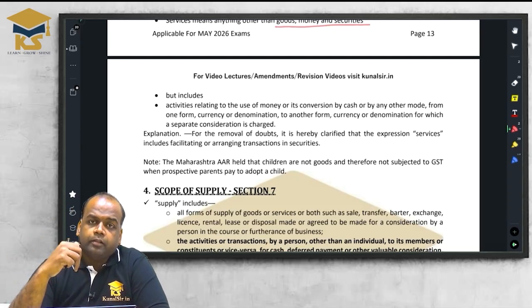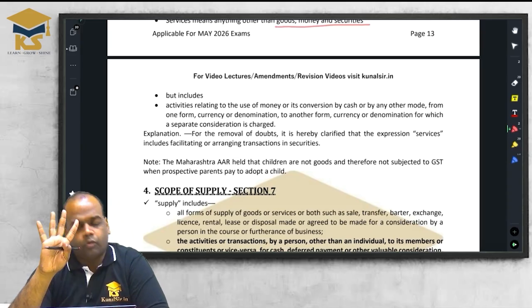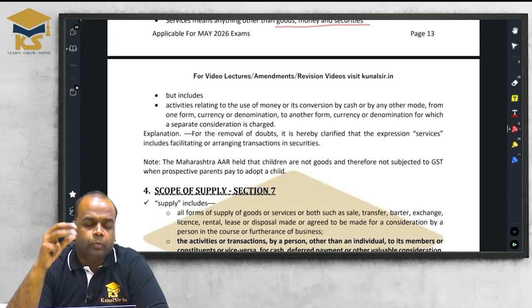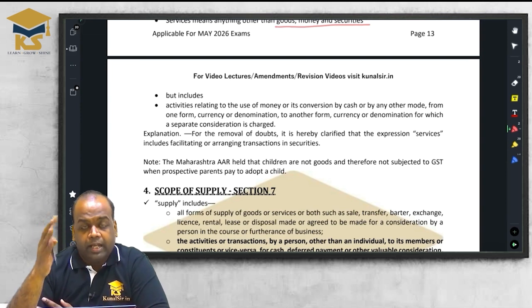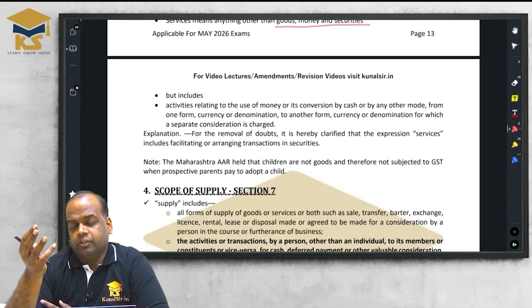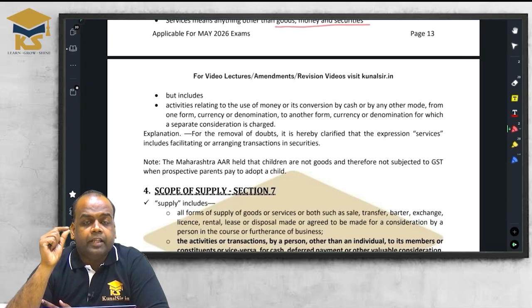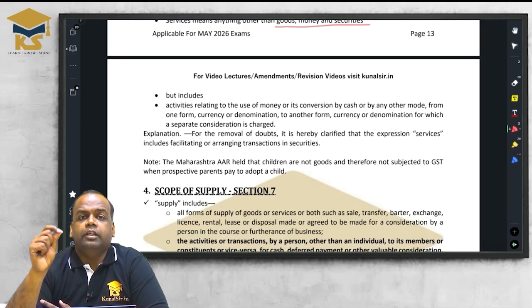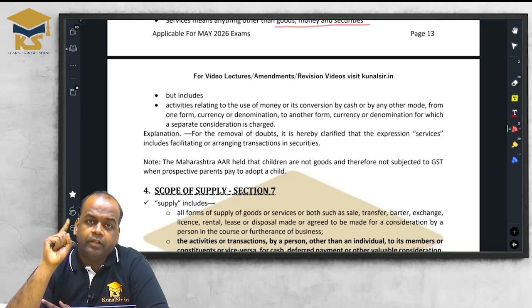So the Maharashtra AAR said a child is not goods, so there will be no GST. No doubt, I understand you might think it is funny, it is illogical, but it is law and it is given in the module. So we have to understand it. Sometimes a small MCQ may come on such questions, because what ICAI wants is that their students must read the module very carefully, and that we are doing in our lectures.